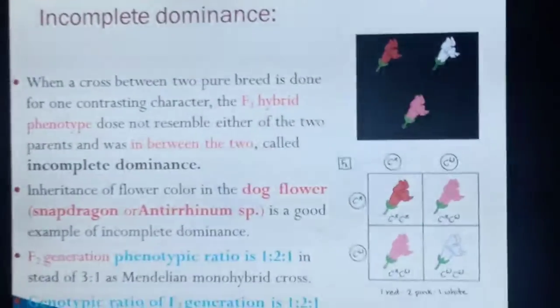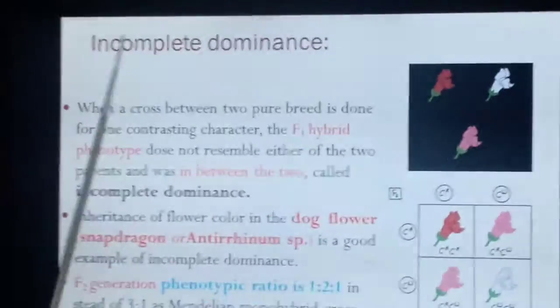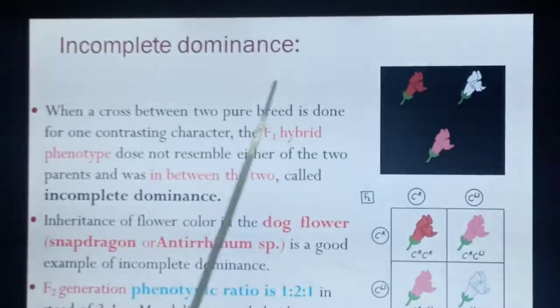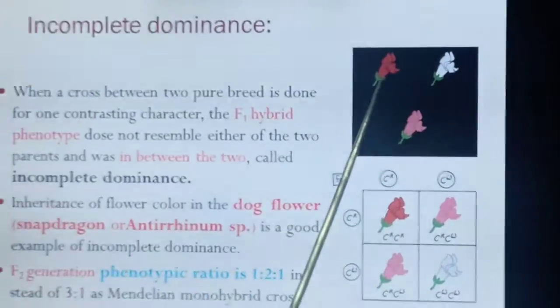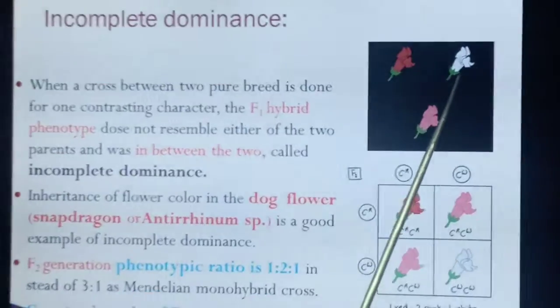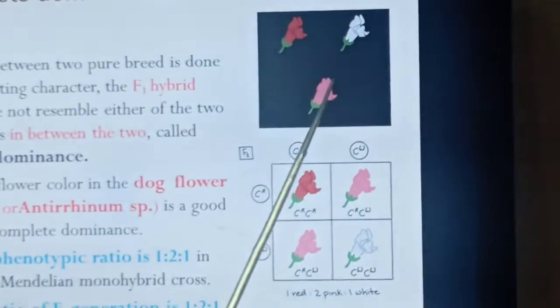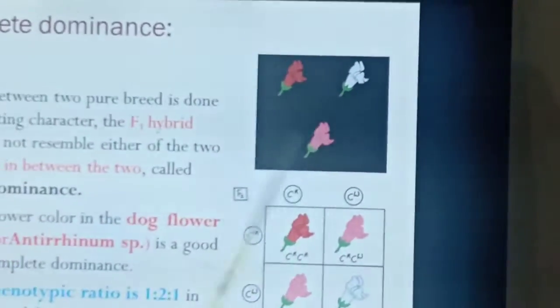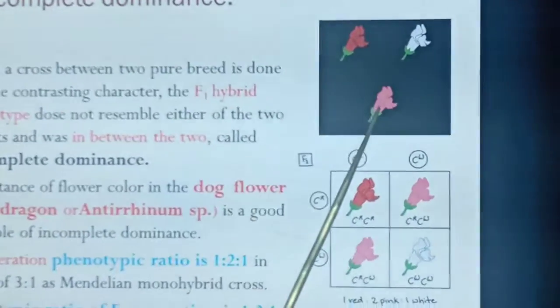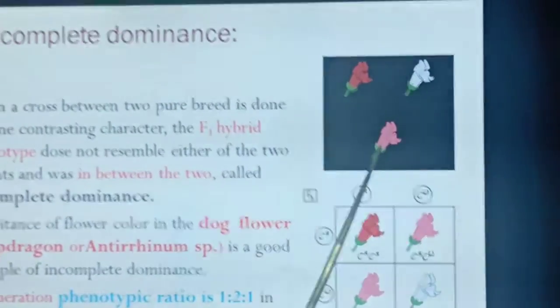Today we are going to see this in detail. So first let us cover incomplete dominance. In the case of incomplete dominance, you see here a red flower and a white flower. If we cross, they produce the pink flower. So this is the F1 hybrid phenotype. It is in between the two parents.